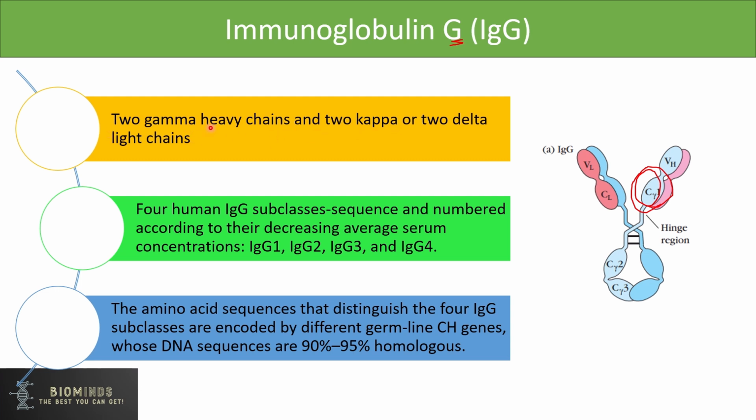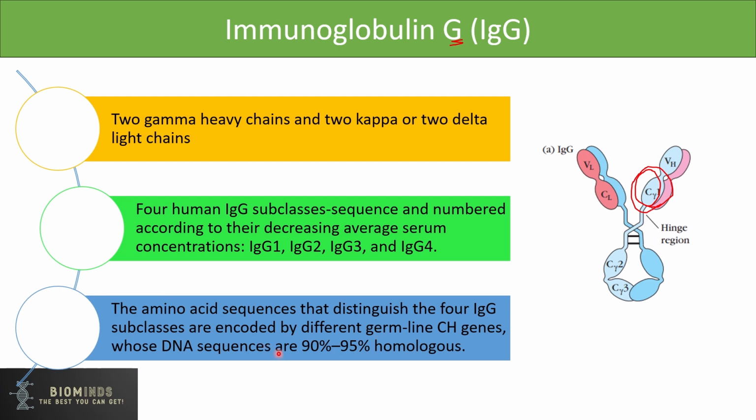Here we have 2 gamma heavy chains, as you can see, and 2 kappa or 2 lambda light chains. In humans we have 4 different subclasses of IgG: IgG1, 2, 3 and 4. IgG1 is in the highest concentration in the serum, whereas IgG4 is in the lowest concentration. That's why the numbering is 1, 2, 3, 4. The amino acid sequences that distinguish these 4 IgG subclasses are encoded by different germline CH genes, whose DNA sequences are 90 to 95% homologous.